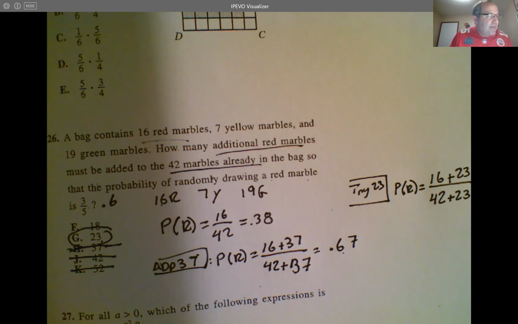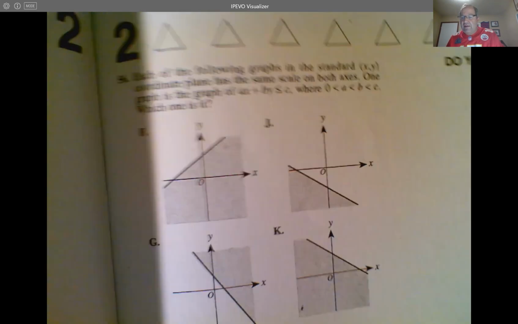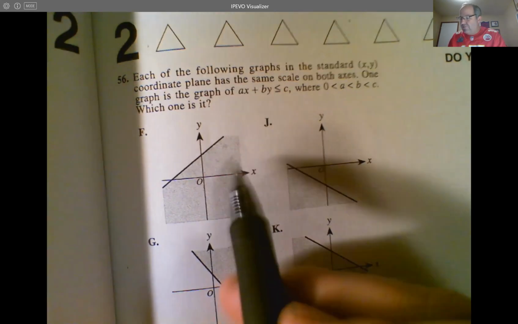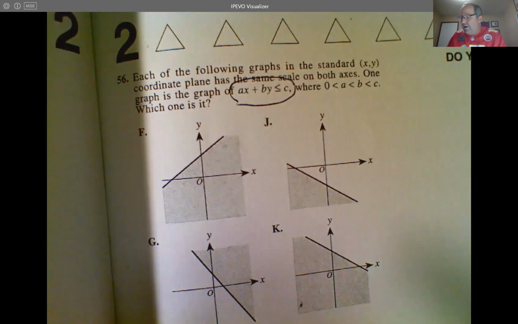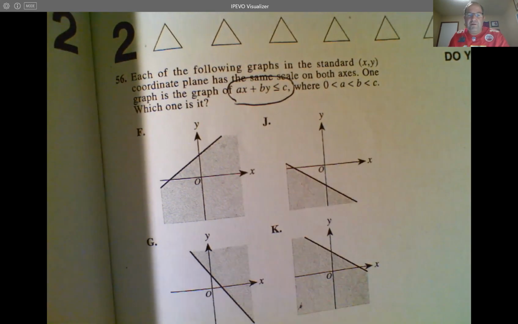I want to show you a technique that you probably are not aware of. It's question number 56, towards the back, right here. This technique is called plugging in values, and it's a really great one. They're asking which of these graphs could be the graph of this inequality. By the way, A is bigger than 0, B is bigger than A, and C is bigger than B.